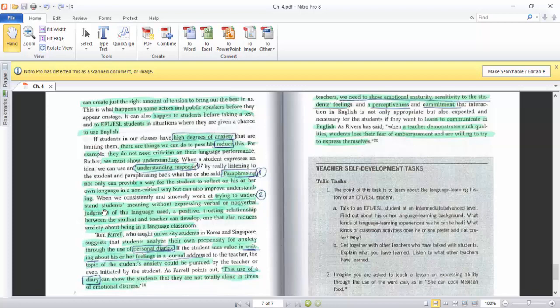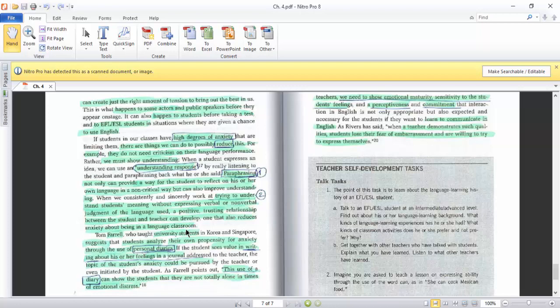Okay, we try to understand the student's meaning without expressing verbal or non-verbal judgment of the language used. A positive, trusting relationship between the student and the teacher can develop, one that also reduces anxiety about being in a language classroom. So if you want to break this anxiety between you as teachers and your students, you should use paraphrasing and understanding responses, and make an understanding environment between you and your students.